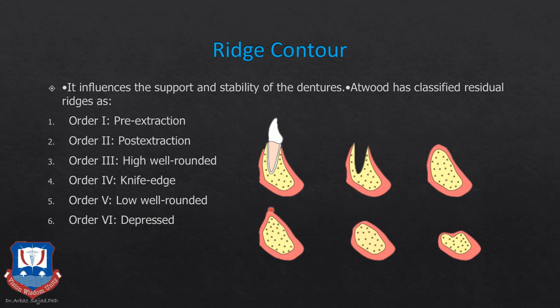Class 4 are knife-edge ridges, and class 5 and class 6 are depressed and low well-rounded ridges. Now these are not so good for denture construction. The best class for denture retention and stability is class 3, high well-rounded ridges.